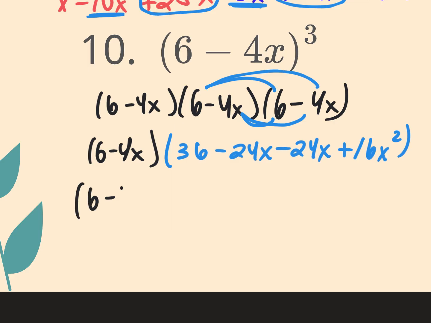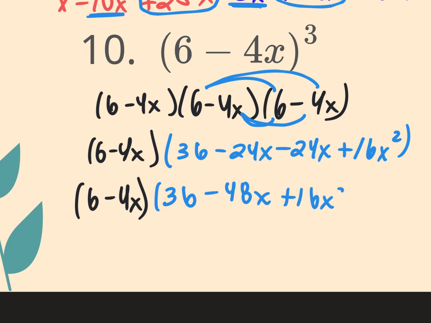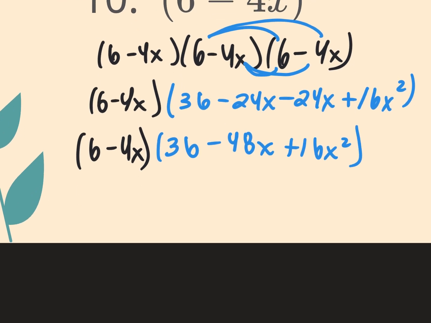Rewrite your first parenthesis. Combine like terms. If you want to switch it around, you can, if you guys would like to. If you want to just leave it like it is, that's fine too. So 36, what's 24 and 24? So minus 48x plus 16x squared. Now this problem becomes hard or a pain because the numbers get big. Don't get hung up on the numbers.